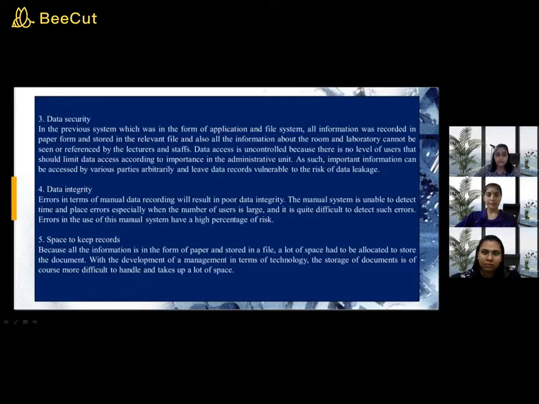Fifth is space to keep records. Because all the information is in the form of paper and stored in a file, a lot of space had to be allocated to store the documents. With the development of management in terms of technology, the storage of documents is of course more difficult to handle and takes up a lot of space.